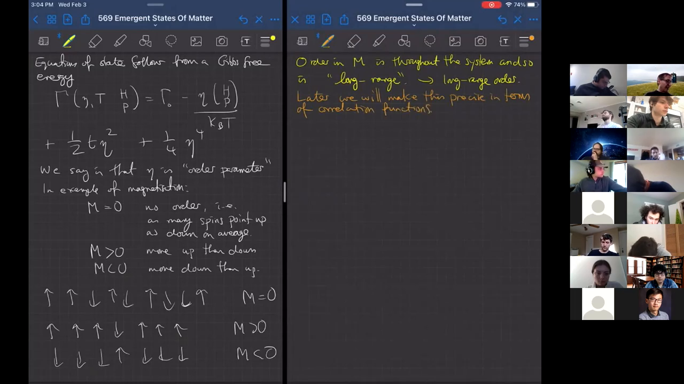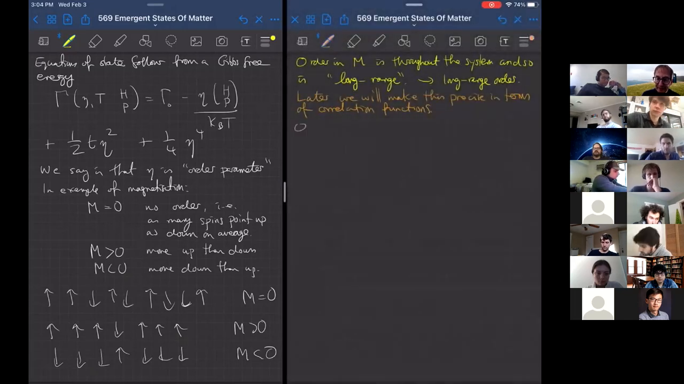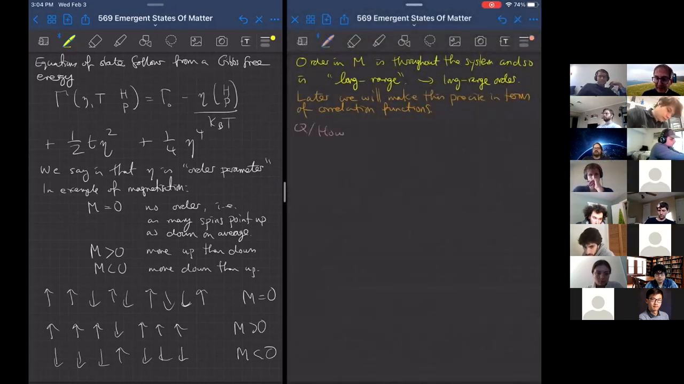In terms of correlation functions. Okay, let's now just talk about how this gives us a picture of emergent order and symmetry breaking. So the next thing that I want to do then is, what I'm going to do is I'm going to call this spontaneous symmetry breaking.